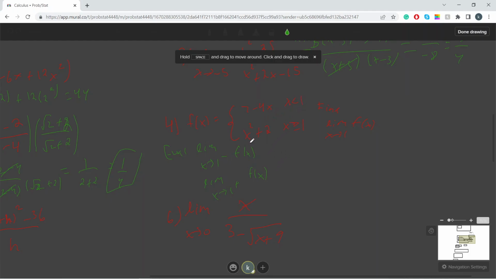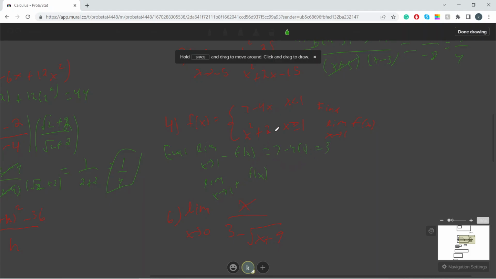Now that we have that piece, what is the limit as x approaches 1 from the left-hand side of f of x? So the left-hand side is x less than 1. So the 7 minus 4x piece right here. Well, this is a linear function, so we can simply plug 1 in, right? So this is going to be equal to 7 minus 4 times 1, and that's going to equal 3.